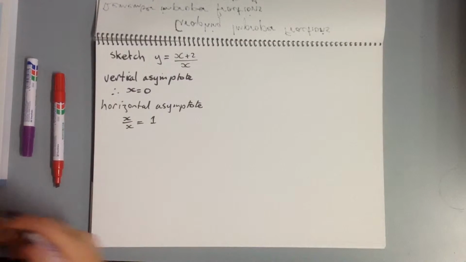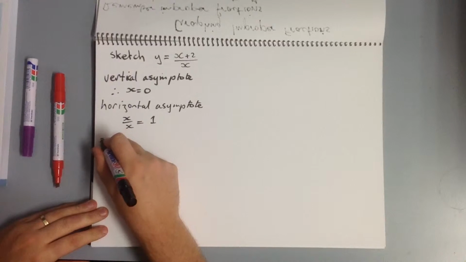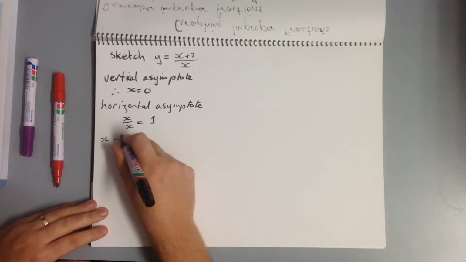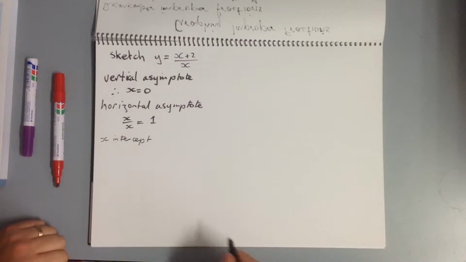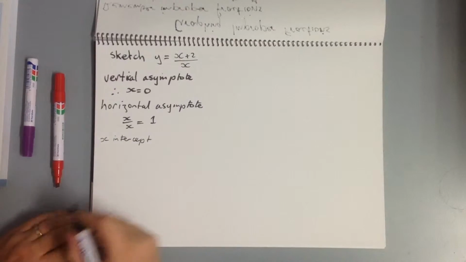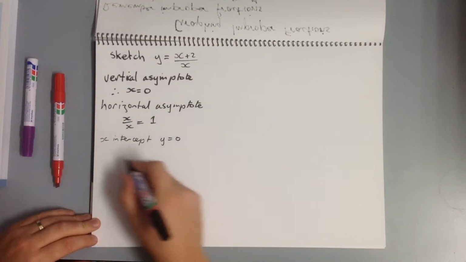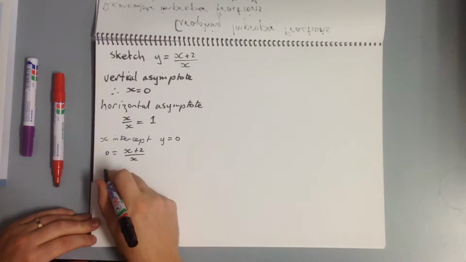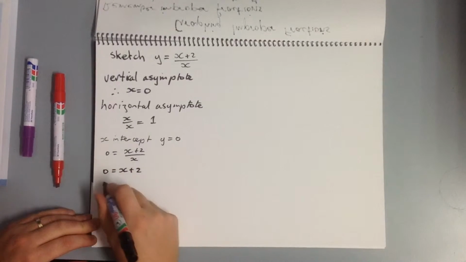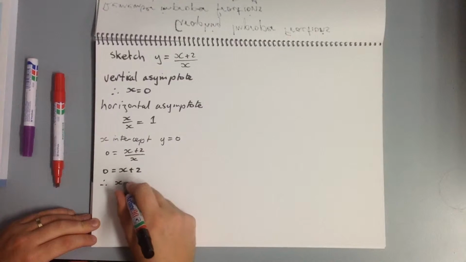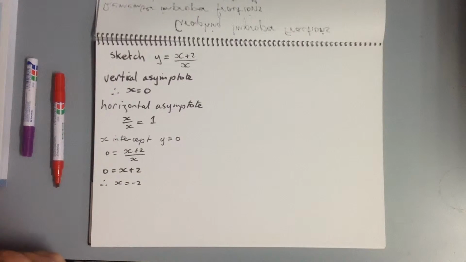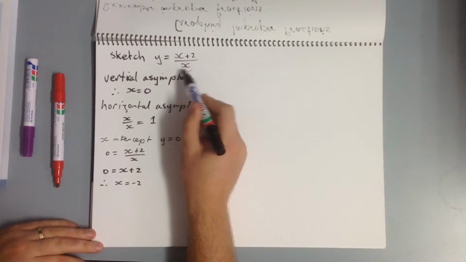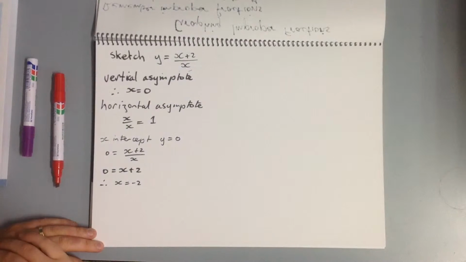Now we still need our x and y intercepts. Remember, our x-intercept, as it always has been, we find by setting y equals 0. So 0 equals (x plus 2) over x, multiplied by x, we get 0 equals x plus 2, therefore our x-intercept is at x equals -2. For our y-intercept, we need x equal to 0, which we can't do because it's undefined when x equals 0, so we have no y-intercept.